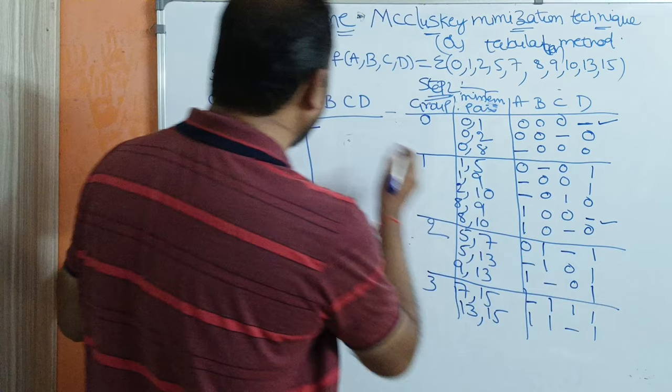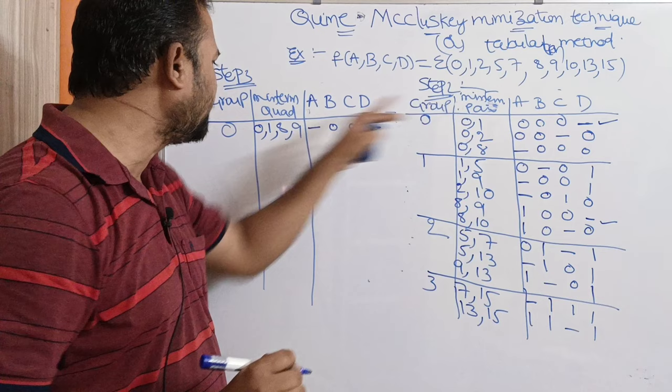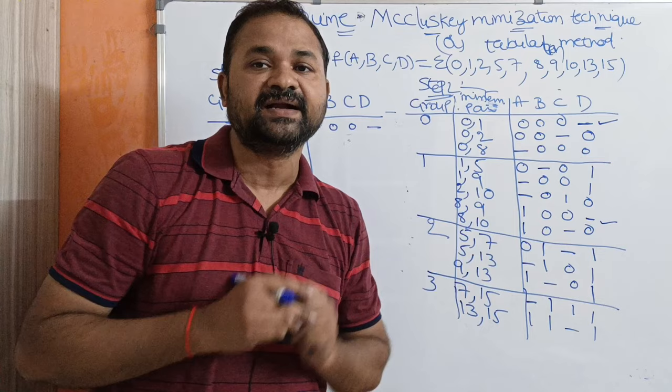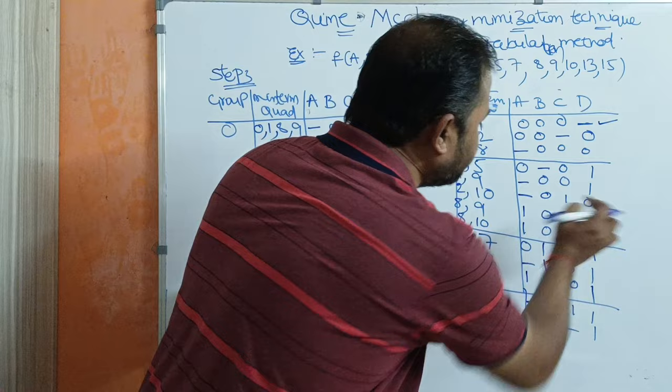If you observe here, 01 is covered. 01 is included in the minterm, as well as this 89 is included in the minterm. So we have to put tick mark here. If the minterm is included, then we have to put the tick mark. Okay. Next. Here we have only one dash at the fourth position. So first one is over.